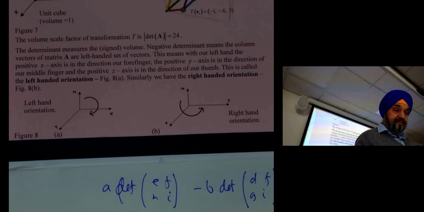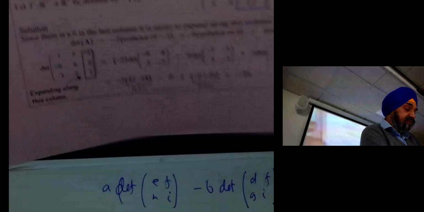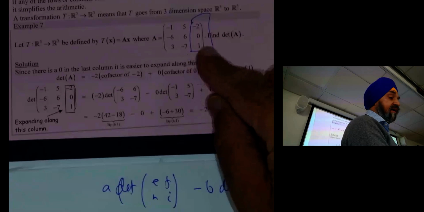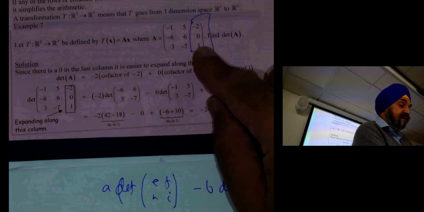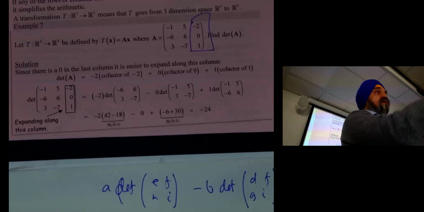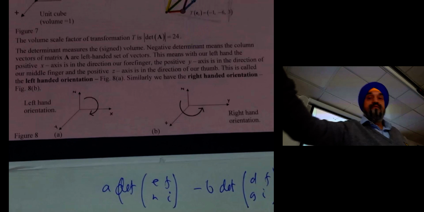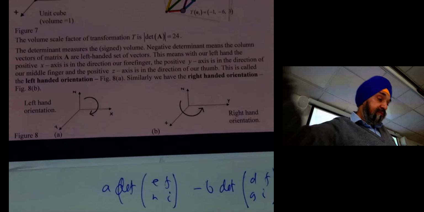I'll tell you one thing. If I swapped around one or two of those columns, if this was my first column and that was my second column, then the determinant of that matrix will be 24, plus 24. If you change them around, that's what you find. Same idea as what we did for 2D.